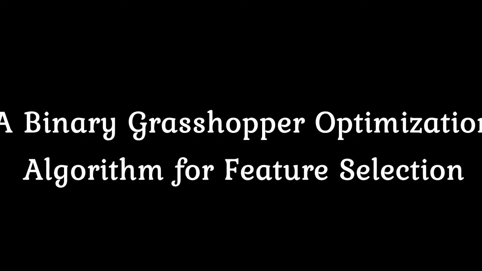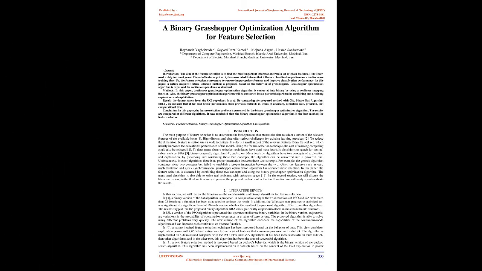A binary grasshopper optimization algorithm for feature selection. Abstract. Introduction. The aim of feature selection is to find the most important information from a set of given features. It has been used widely in recent years.